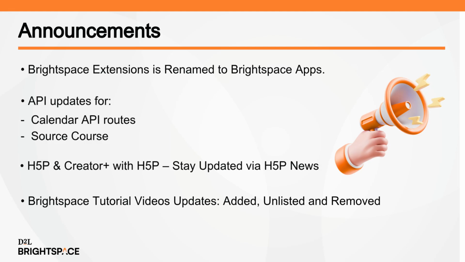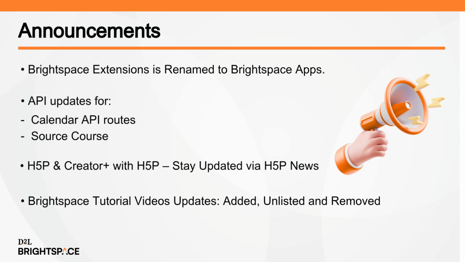Updates to the calendar API routes expand data retrieval capabilities, including support for recurring events and event types, and introduce scoped access control for calendar API routes. When using the new source course APIs, developers can create source course shells, reoffer source courses, and retrieve source course details for course offerings, enabling automated provisioning, scalable reoffering workflows, and easier auditing of course relationships.